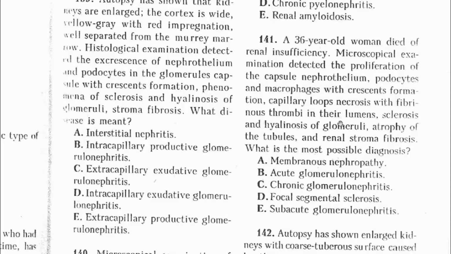Capillary lobe necrosis with atrophy. What is the most possible diagnosis? Now, acute glomerulonephritis is characterized by acute proliferative, and it is an important component of crescent glomerulonephritis. Hence, our answer is membranous nephropathy. Membranous nephropathy. So it's A.